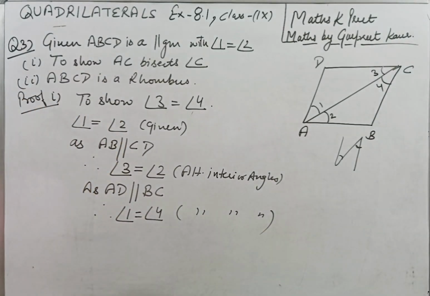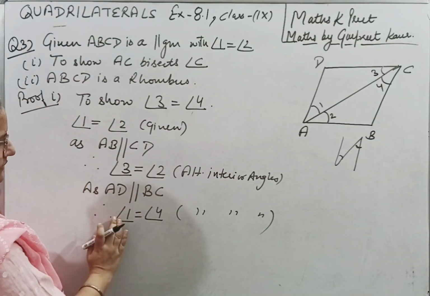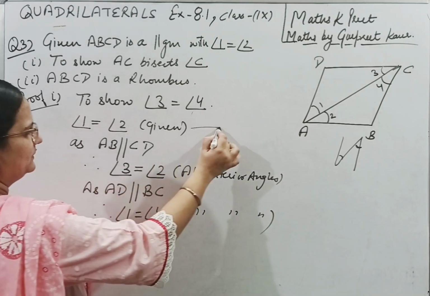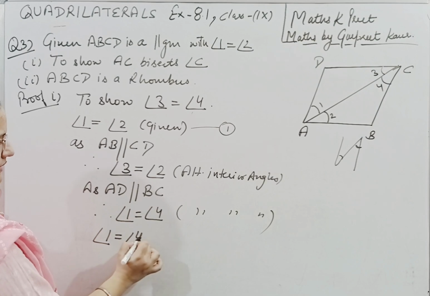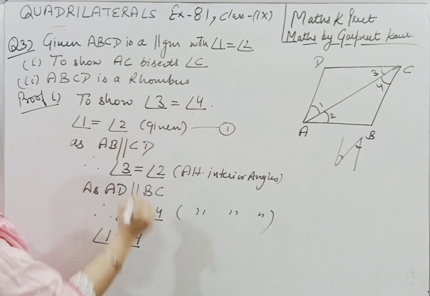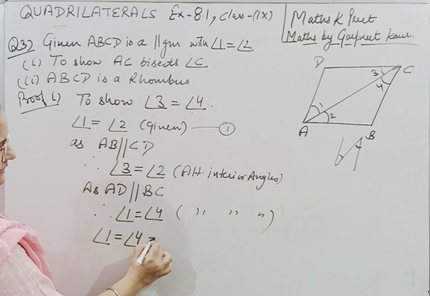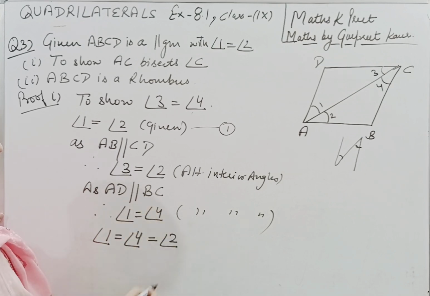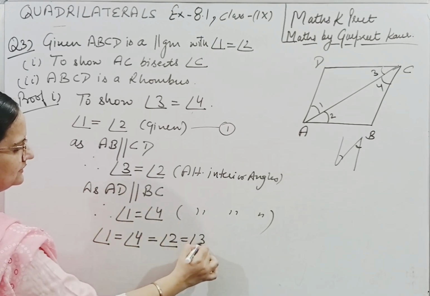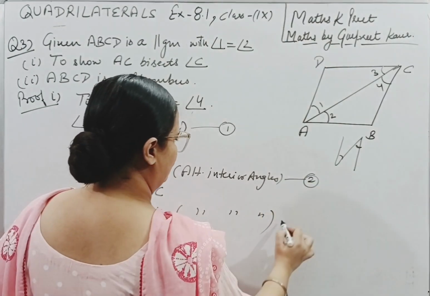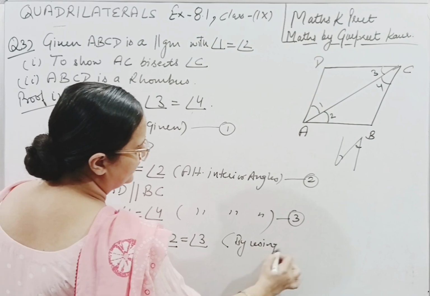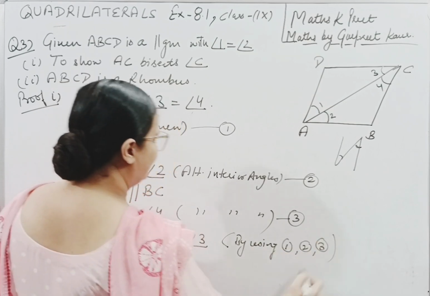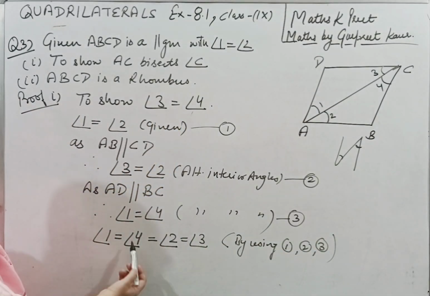Fine. Now I have angle 3 is equal to angle 2, angle 1 is equal to angle 4, and this is my number 1. I am writing this again. Angle 1 is equal to angle 4. But from number 1, angle 1 is equal to angle 2. So this angle 1 is equal to angle 2. This angle 2 is equal to angle 3. Like 2, mark it 3. Here we can write by using 1, 2 and 3, what I am getting: angle 1 is equal to angle 4, angle 4 is equal to angle 2. All the 4 angles are equal now.